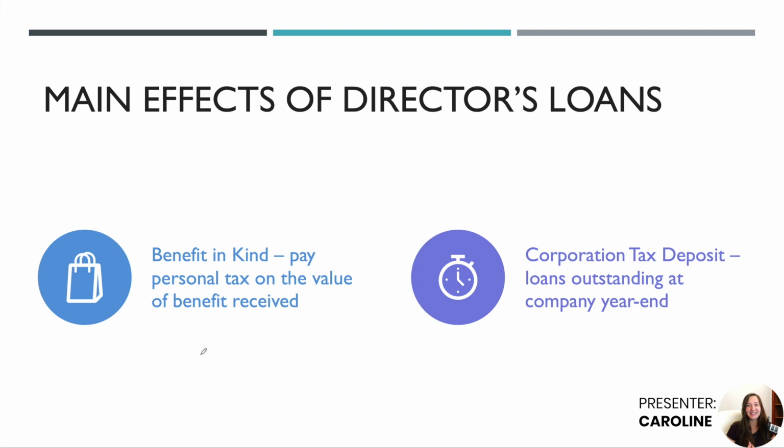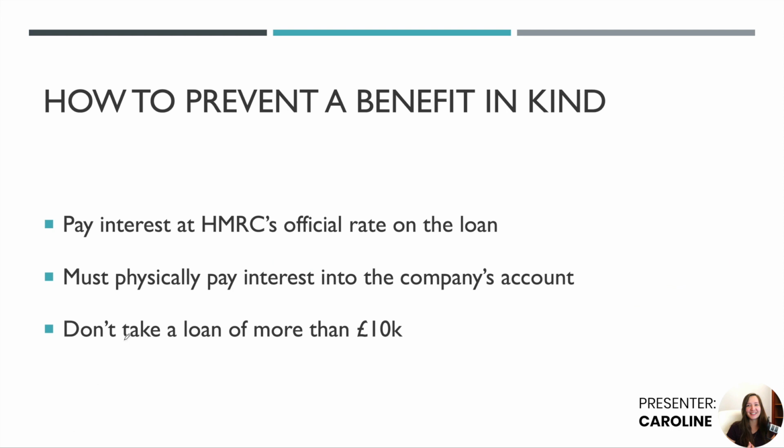Moving on, the two main effects of a director's loan is benefit in kind. So that's when you pay personal tax on the value of the benefit received. And this is only on the loans that are more than £10,000 and you don't pay interest into the company. Corporation tax deposits are for loans outstanding at the company year end. And if they're not repaid before the corporation tax deadline, HMRC will want you to pay tax on that money, and they'll hold it until you pay the loan back fully. And I'll explain this a little bit in another section here, just 1 second.